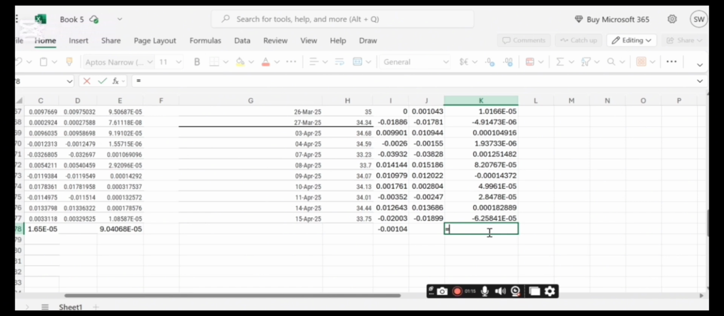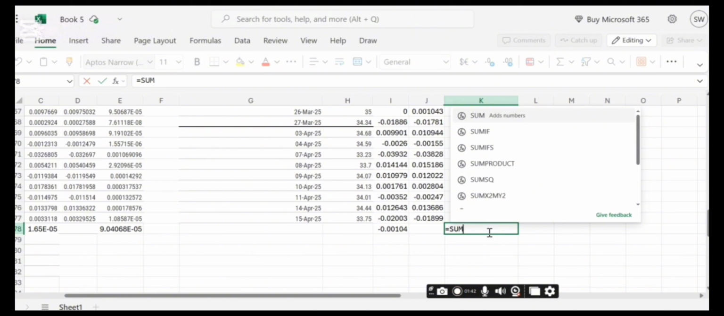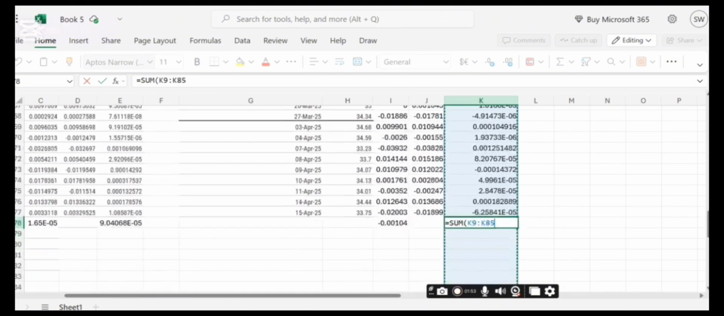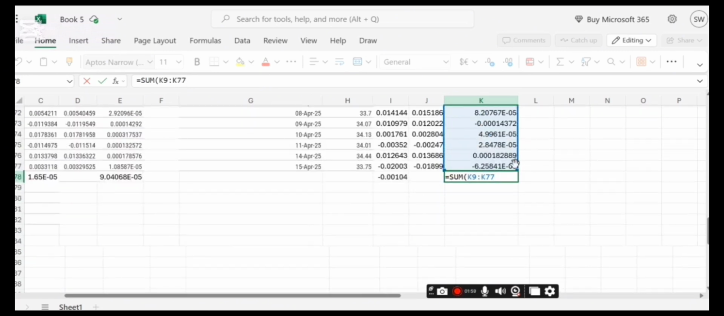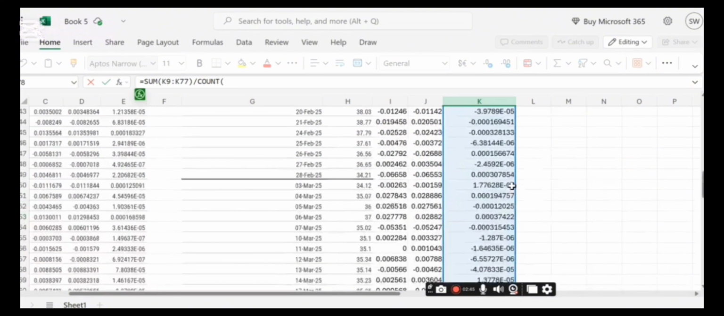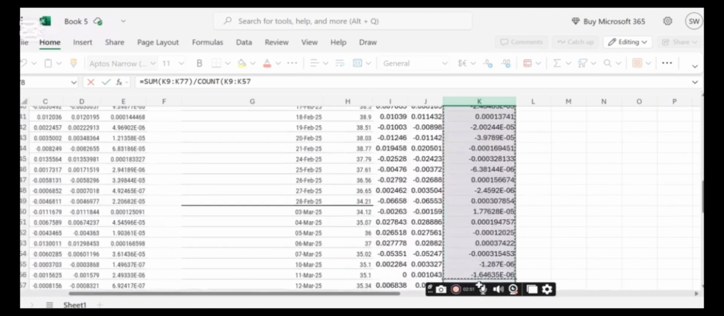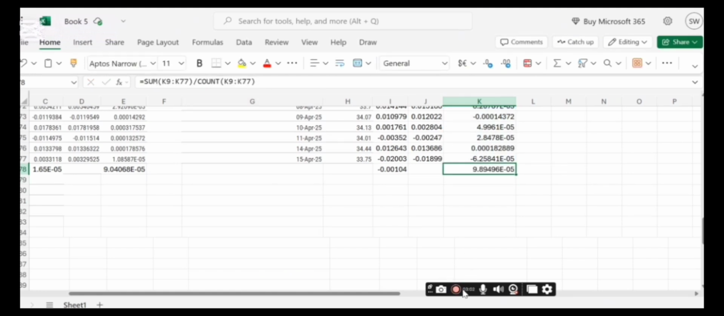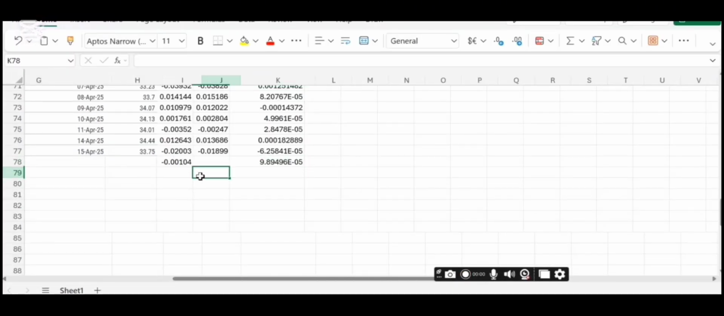With the formula we put equal and sum of all the values that we multiplied, our security with the KSE 100, then close the bracket, divided by the count of all the numbers, how many numbers there are. We calculated in that way. So here is our answer, sum divided by numbers. So in the end we can calculate beta.